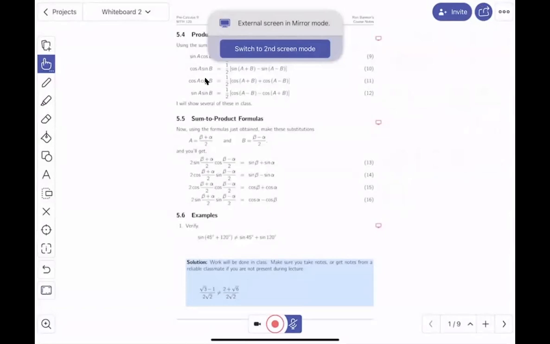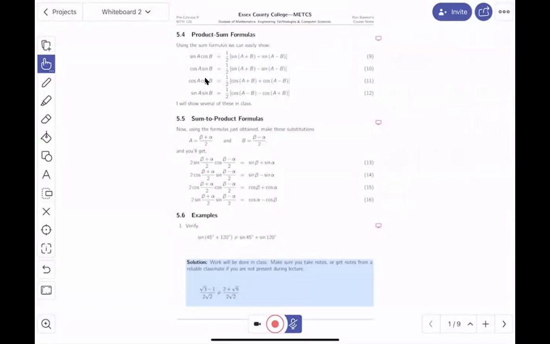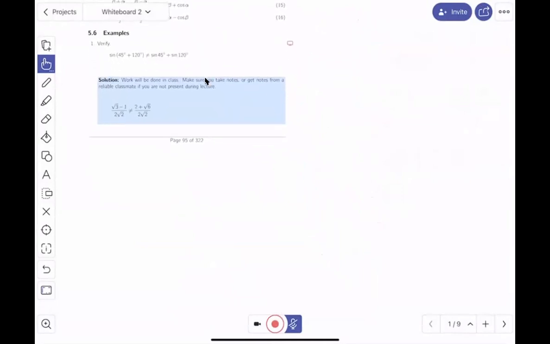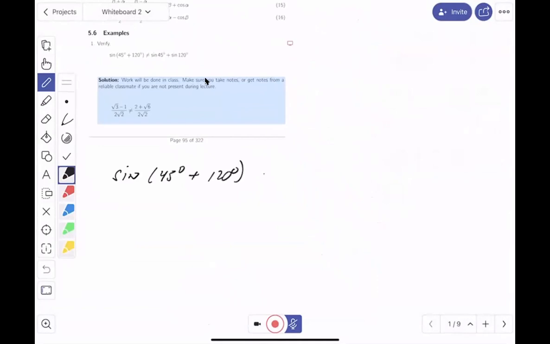Okay, so problem number 1, what they want me to do is verify that this is not true. All right, so you'd have to know that this is something to do with the sum formulas. So I'll write this down. So they're saying the sine of 45 degrees plus 120 degrees is not the same thing as the sine of 45 degrees plus the sine of 120 degrees.